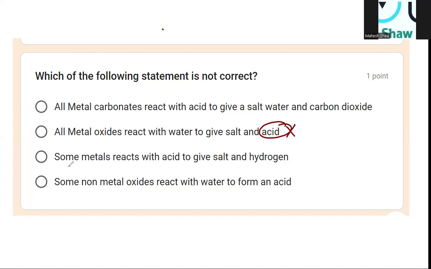Acids not possible. So some metal reacts with acid to give salt and hydrogen gas. This is correct because metal reacts with acid. Almost all metals, except for the noble metals like gold, silver, and copper, which do not react, otherwise they react to give salt and hydrogen gas.